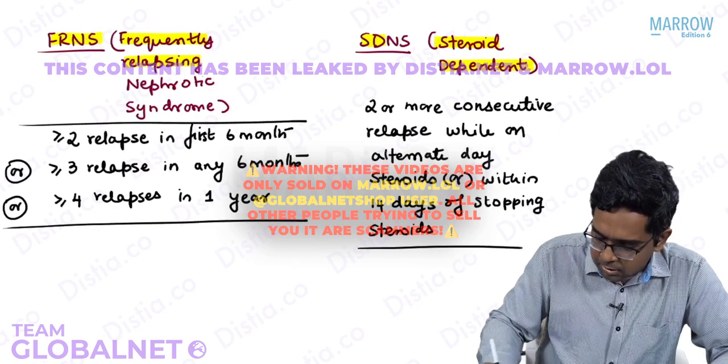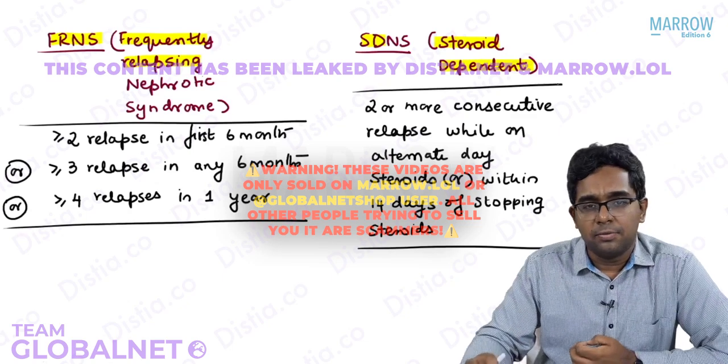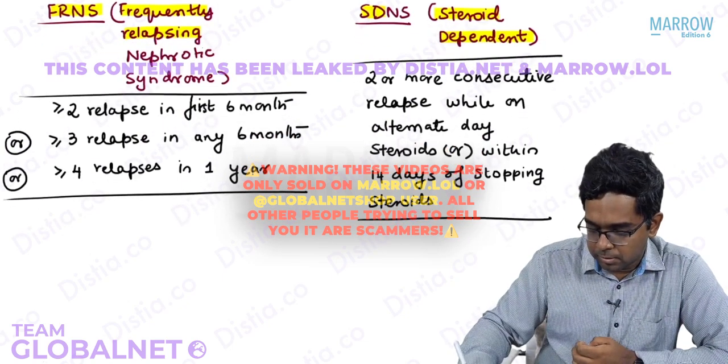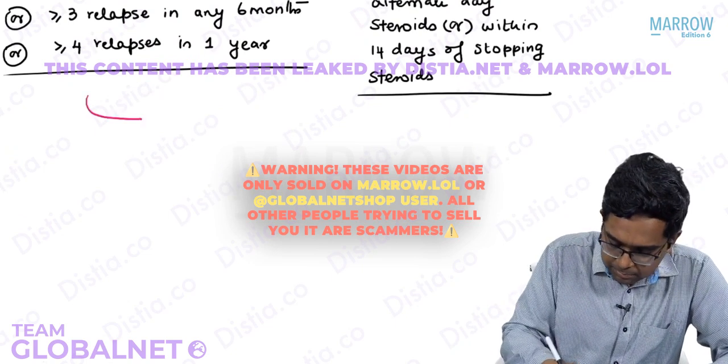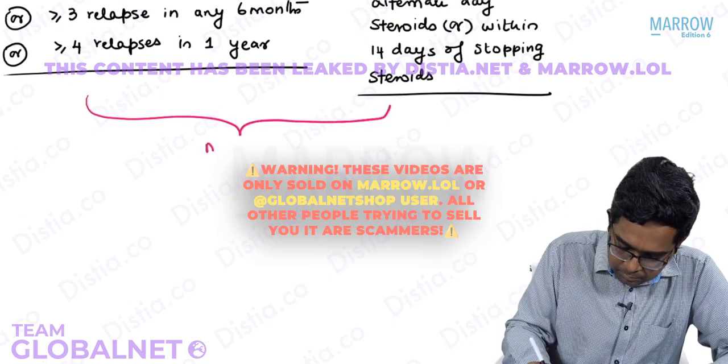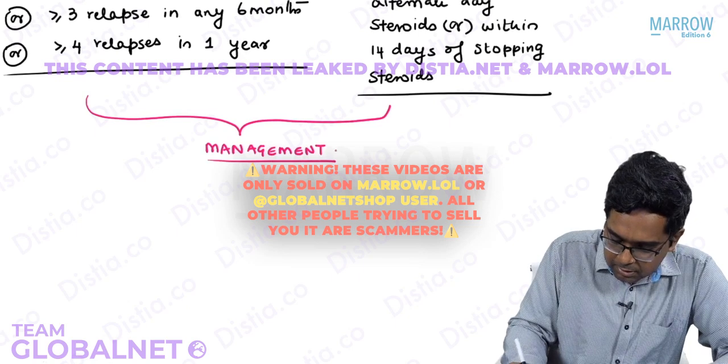Then also it is called steroid dependent nephrotic syndrome. Okay, right. Now these two definitions are considered together because for both these conditions the management is the same. For frequent relapsing nephrotic syndrome as well as steroid dependent nephrotic syndrome, the management is the same.